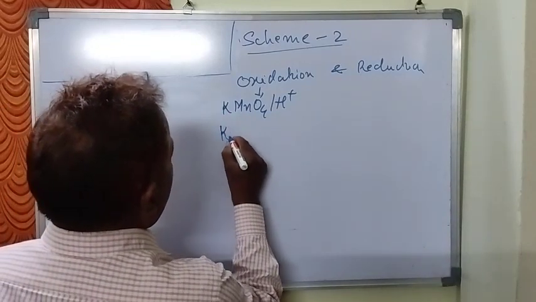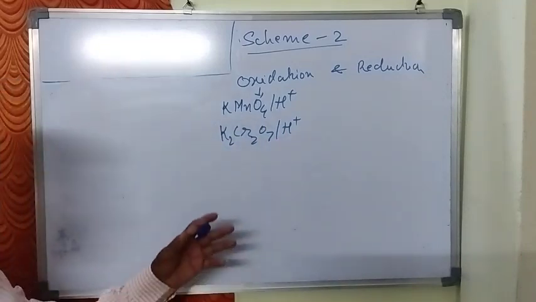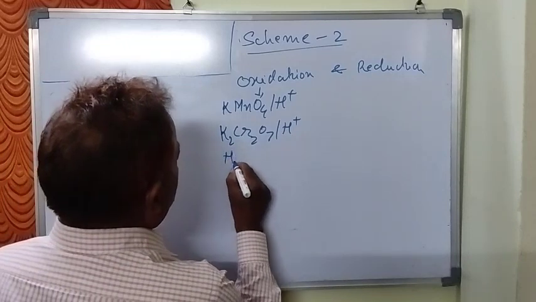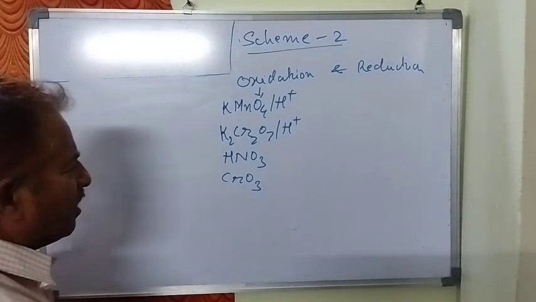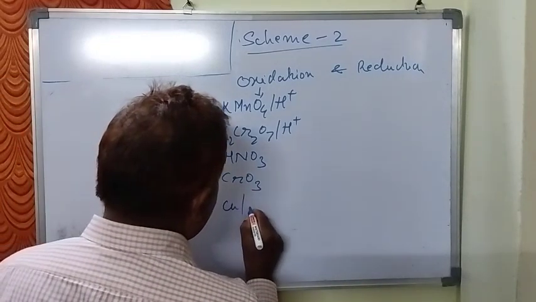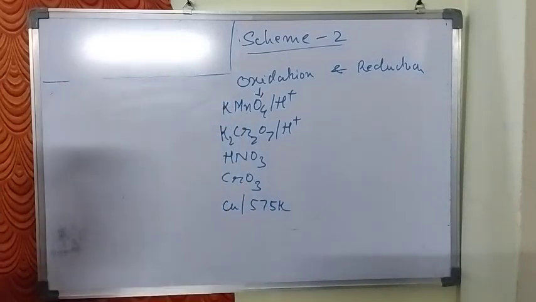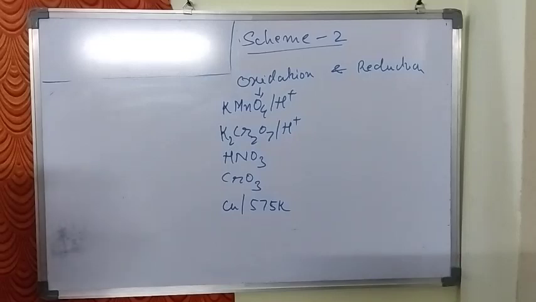K2Cr2O7 with H plus. And of course in the presence of alkali they also act as oxidizing agents. Now HNO3 nitric acid, CrO3 chromium oxide, and copper at high temperature, 575 Kelvin. With copper at 575 Kelvin, primary alcohols convert into aldehydes and secondary alcohols convert into ketones. So all these are oxidizing agents.